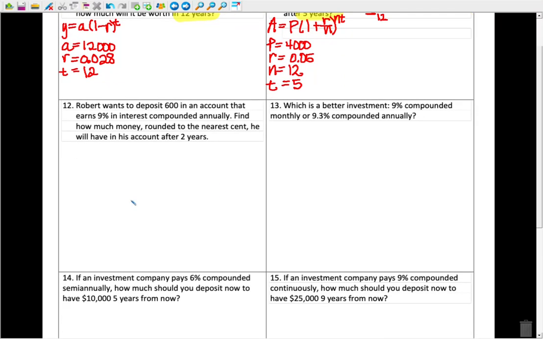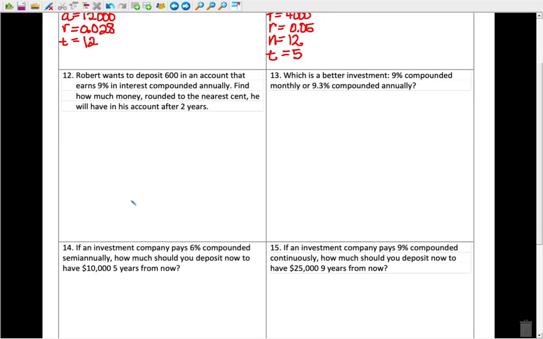Robert wants to deposit $600 in an account that earns 9% interest compounded annually. So $600, 9% compounded annually. How much money, rounded to the nearest cent, will he have after 2 years? So let's look and see what we're given. We see the word compounded and annually, compound interest formula. A equals P, parenthesis, 1 plus r divided by n, raised to nt.